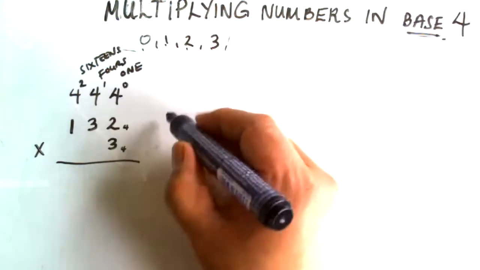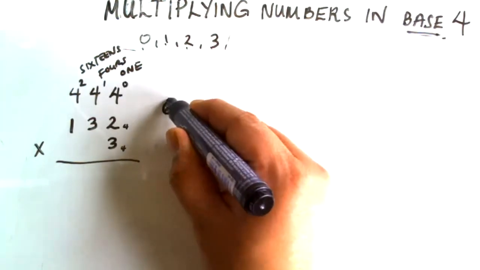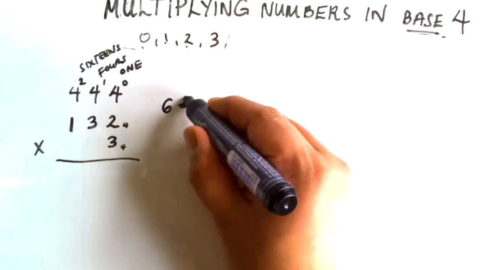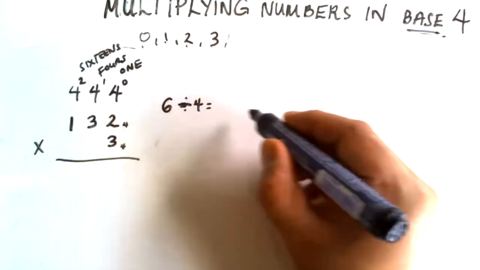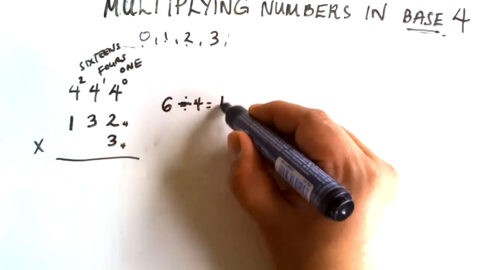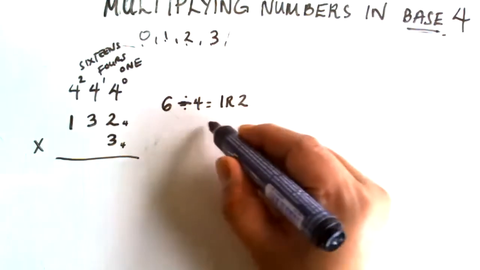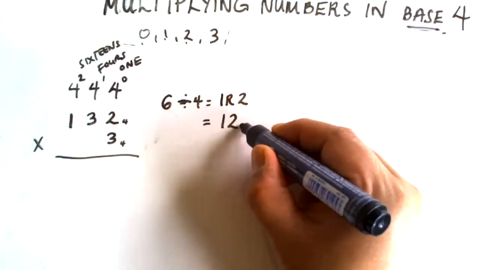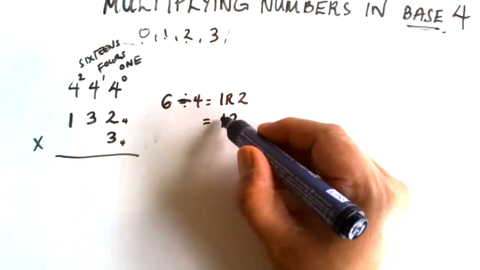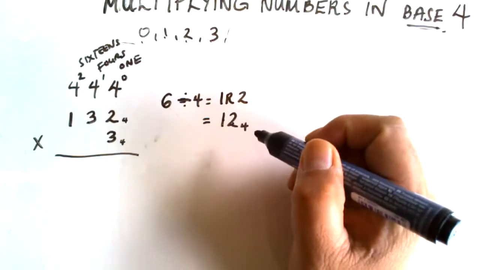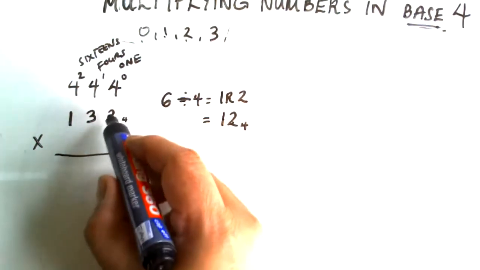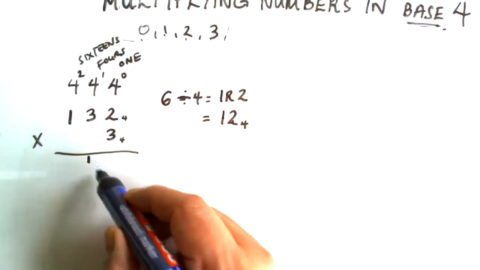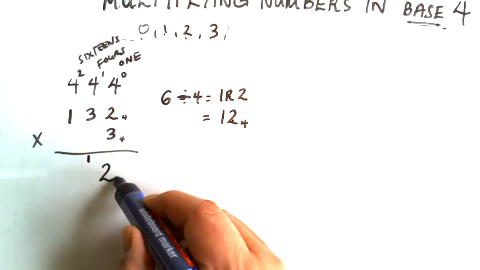Can we write 6? No, we can't. So we have to transform 6 into base 4. How many 4s are there in 6? We got 1, remainder 2. In other words, it could be written in base 4 as 1, 2. That means one group of 4 and 2 outside. So 2 times 3 is one group of 4 and 2 outside in base 4.